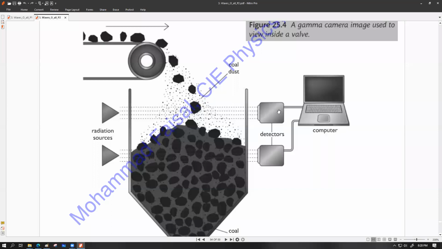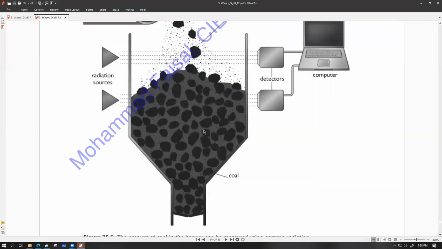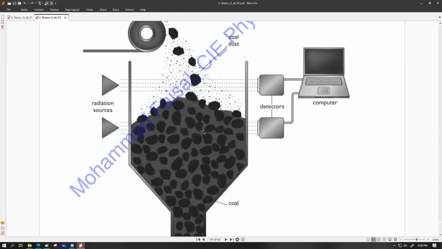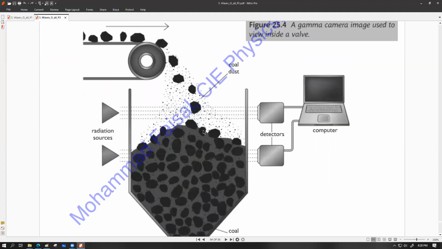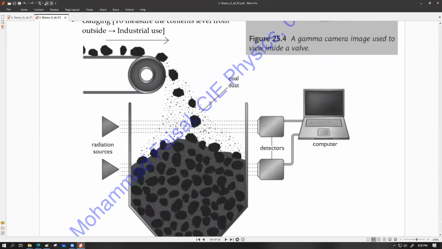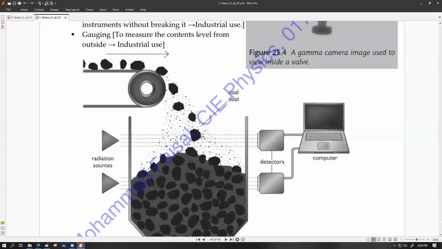So how much radiation you are receiving in these two detectors can tell you how fast you can run this conveyor belt. Make sense? Hello? No. Okay, ask me questions.